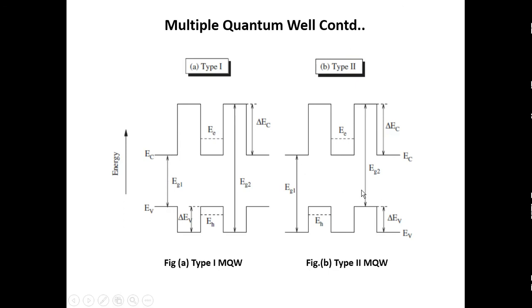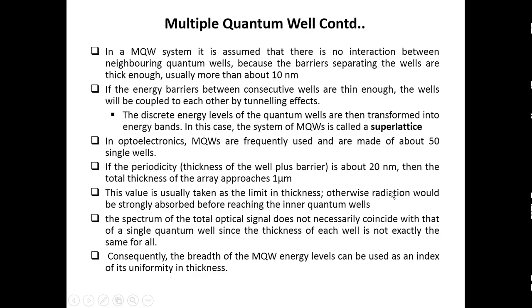But what about Eg2 in the case of type 1? The band gap between the wells and the barrier is actually wide, isn't it? Here it is less. So that difference is there.